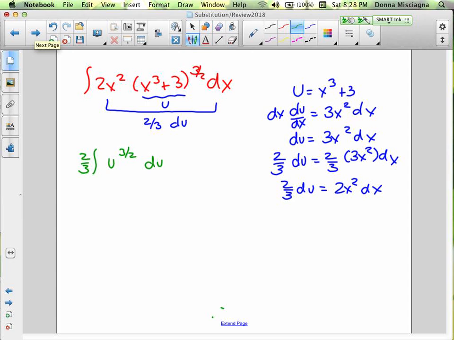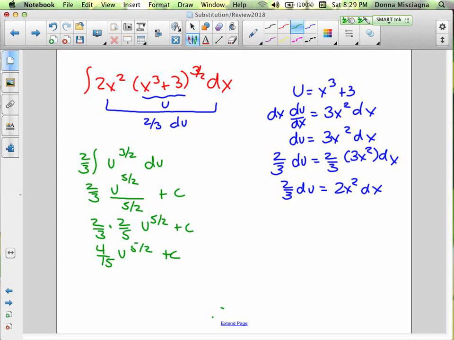So this would be 2/3, and then we increase the exponent by 1. Right? So that would be 5/2. 3/2 plus 2/2 is 5/2. And then divide by the same thing. Right? And then plus c. So dividing by 5/2 is the same as multiplying by 2/5. So that means we've got 4/15 u to the 5/2 plus c.